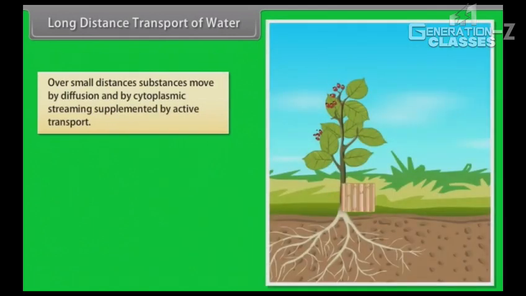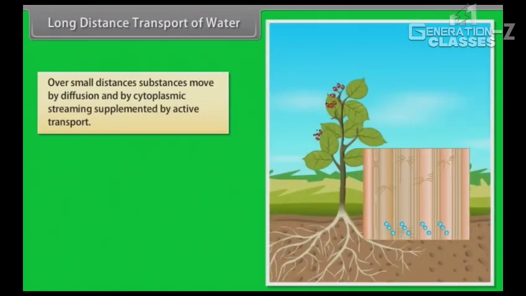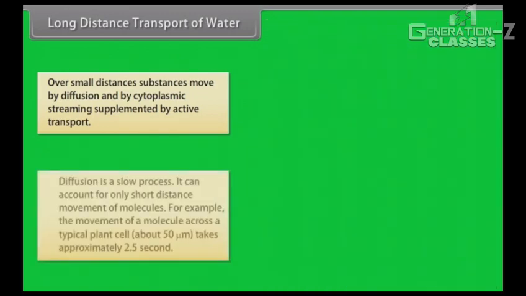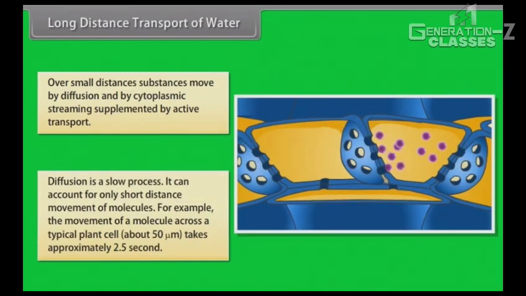Long distance transport of water. Introduction. Friends, as we all know, over small distances, substances move by diffusion and by cytoplasmic streaming, supplemented by active transport. Long distance transport of substances within a plant cannot be by diffusion alone. Diffusion is a slow process. It can account for only short distance movement of molecules.